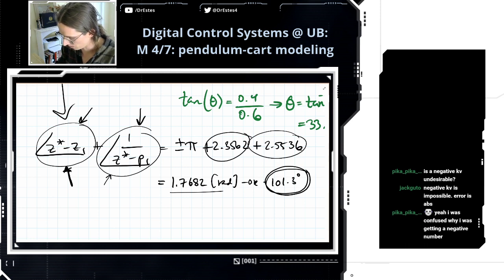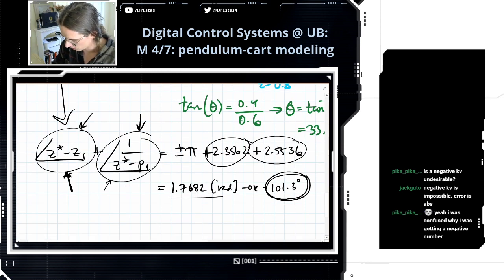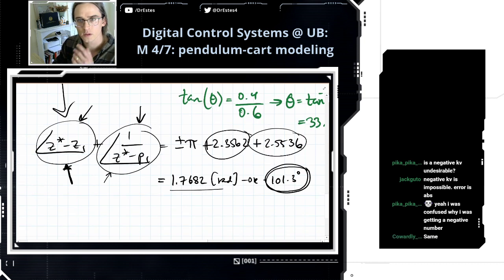To help you understand this, negative kV is impossible. It's not impossible. We can talk about that. And it's not a big deal if it's a negative number necessarily. Okay.